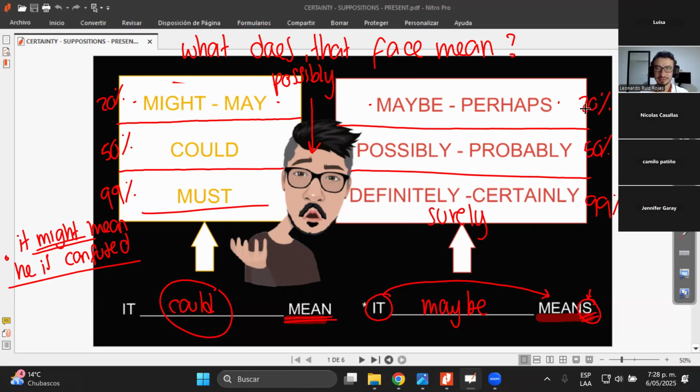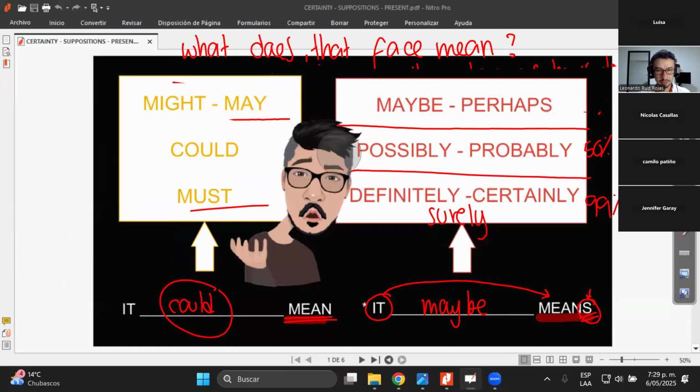It maybe means he's disconcerted. Very good, Nico. It maybe means he is disconcerted. More desconcertado, disconcerted. Muy bien, very good, great, excellent. That's another possibility, ¿cierto? So in that case, you are making suppositions. You say it like, pues, profe, no sé, but maybe it means that. ¿Listo? Very good.